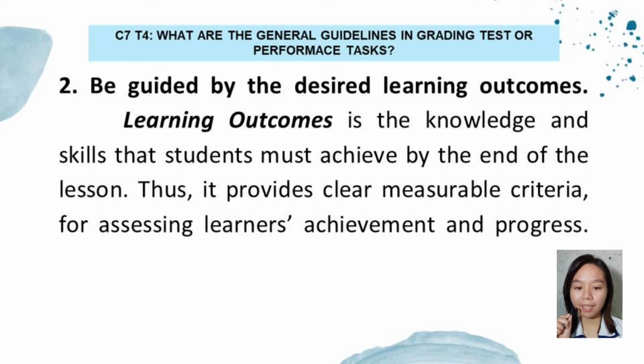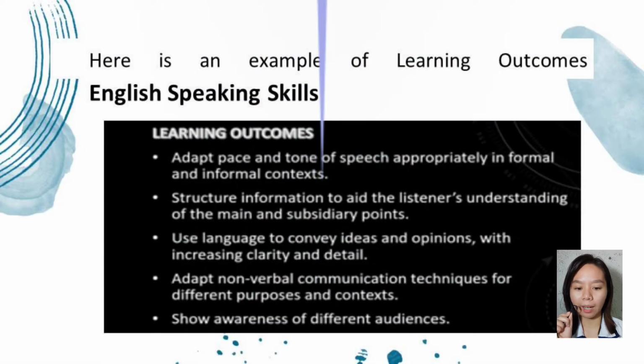Learning outcome is the knowledge and skill that student must achieve by the end of the lesson. Thus, it provides clear measurable criteria for assessing learners' achievement and progress. Here is an example of learning outcome in English speaking skill that is flashed on your screen.